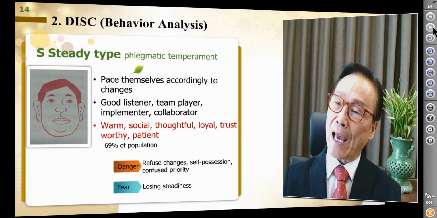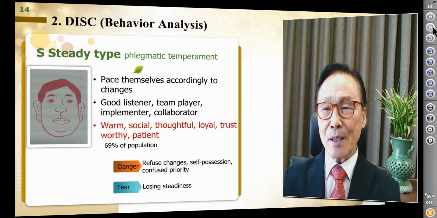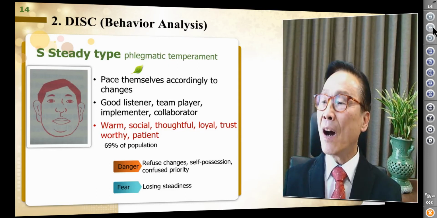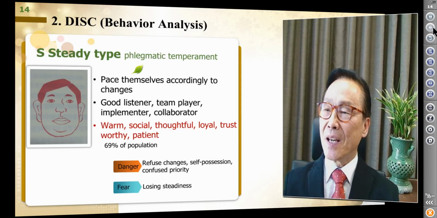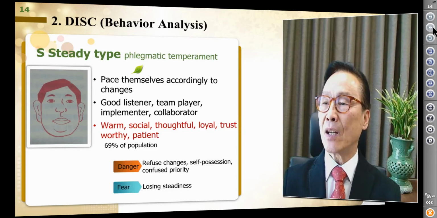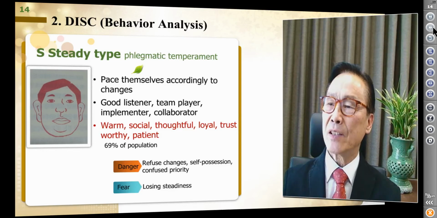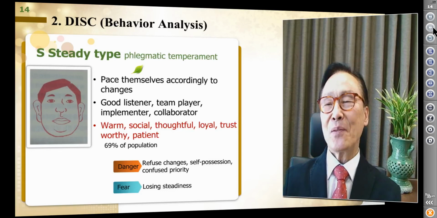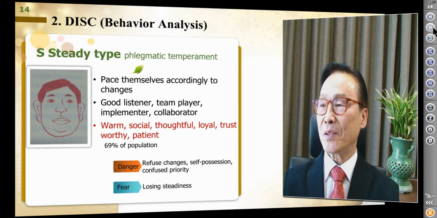What are S-type people like? S-types are the stable type. They are good listeners, team players, executors, and collaborators. They are warm, understanding, patient, trustworthy, and loyal to the organization. These kinds of people do not easily leave an organization of which they have been a long-time member. Some weaknesses of S-types are the following: dislike of change, unclear priorities, and a strong desire for self-ownership. They fear losing stability the most. 69% of the population are S-type.